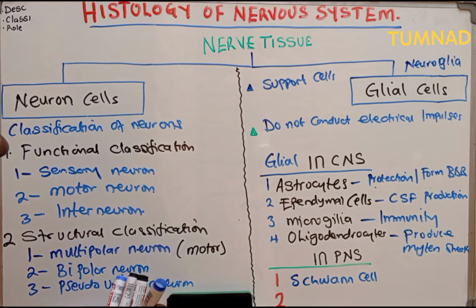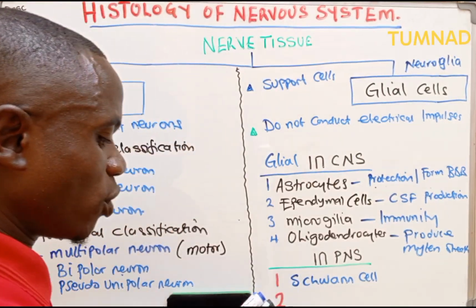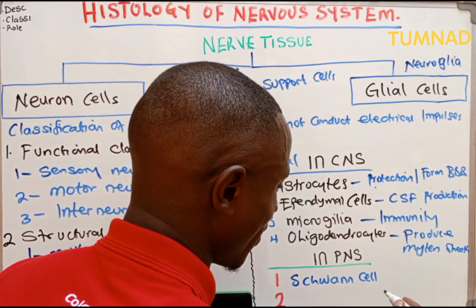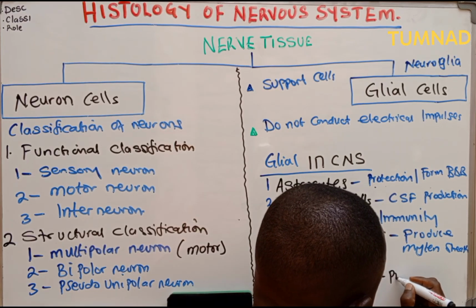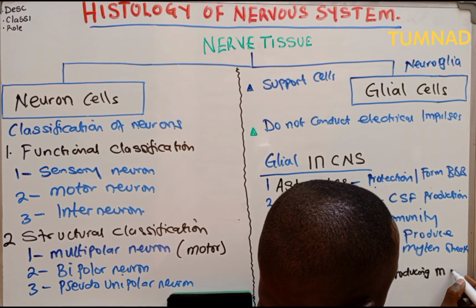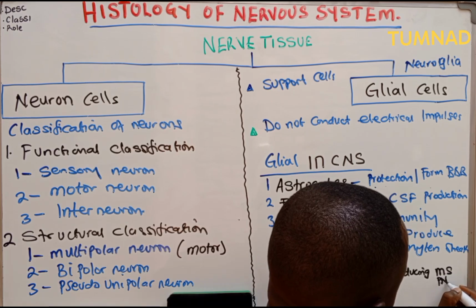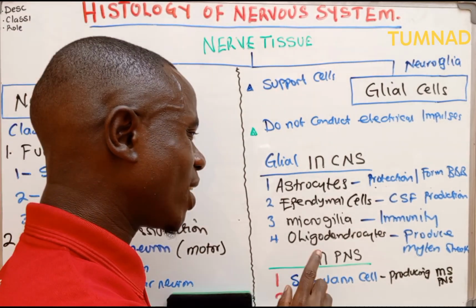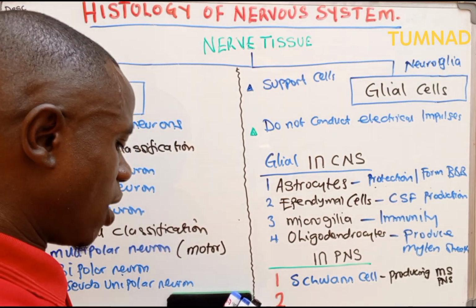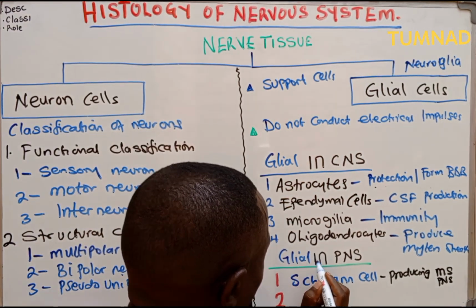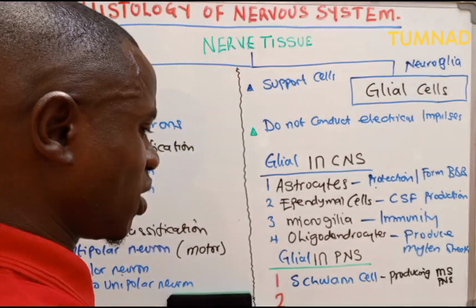And of course, as we have said, this cell is responsible for producing the myelin sheath in the peripheral nervous system. It's such a beautiful thing. Okay, so what other glial cell is there in the peripheral nervous system?